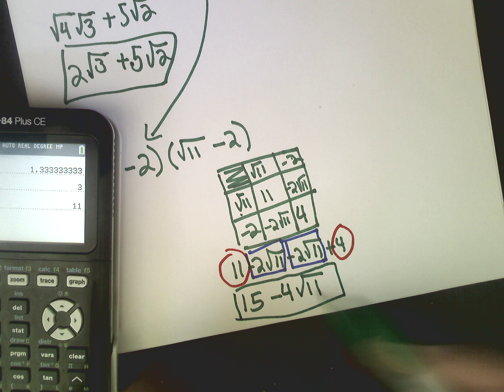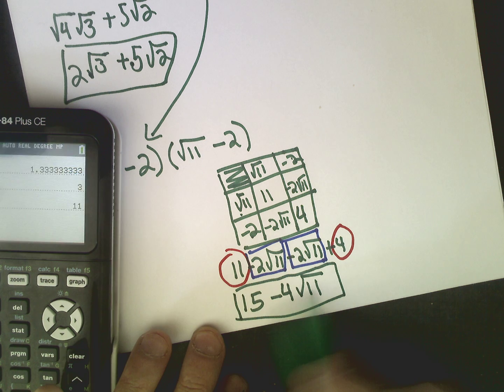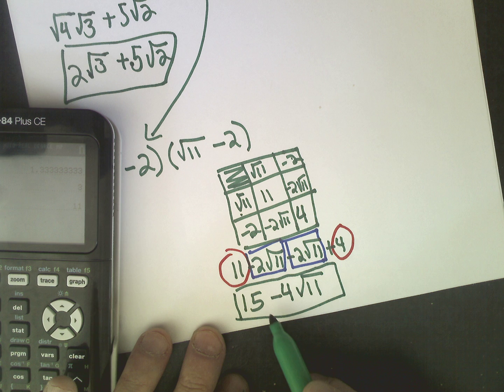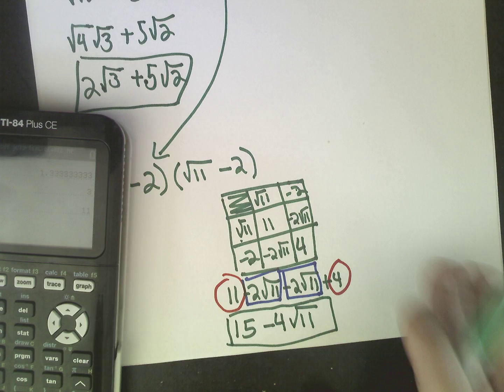Square root of 11 cannot be reduced. You can't simplify that anywhere. You can't combine these because they're not like radicals. This is just regular 15, and this is 4 square root of 11. So I stopped there.